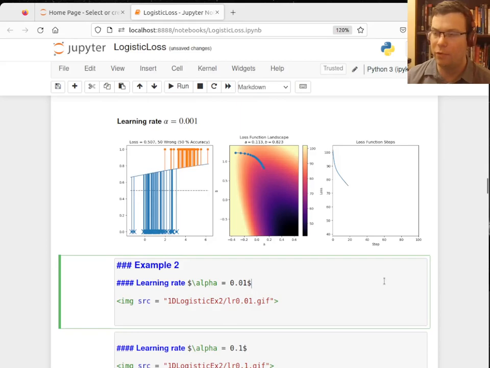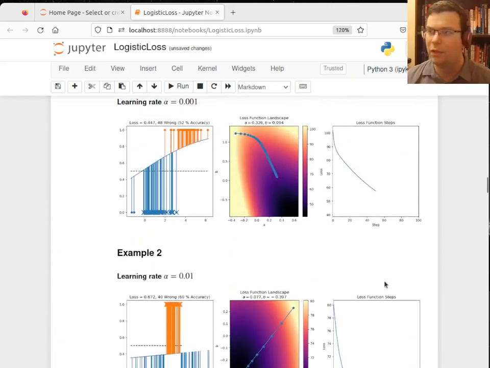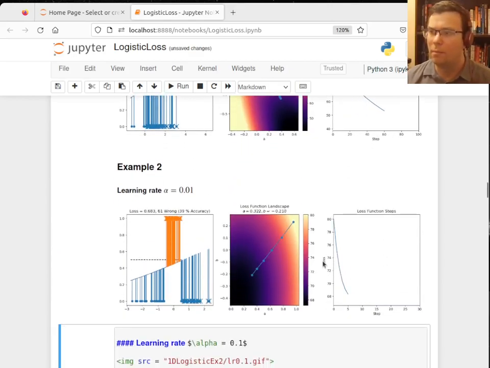Just to show you another example, here's one that's not linearly separable. This is the disk inside of the other disk. So we're not going to be able to separate this perfectly.